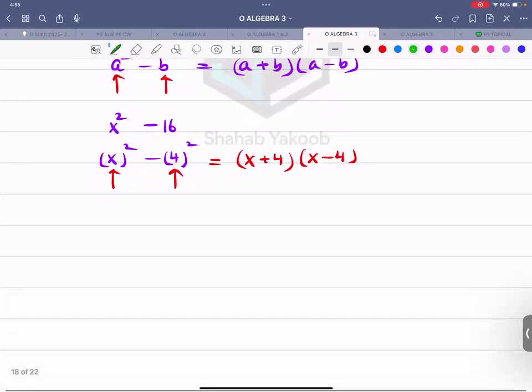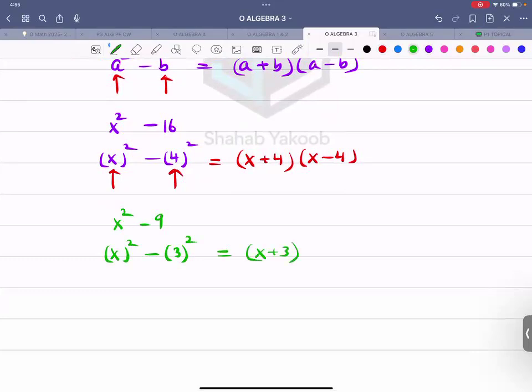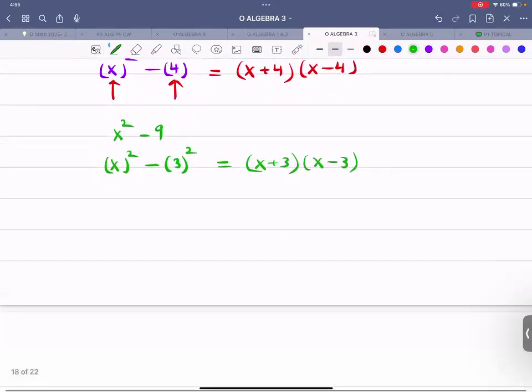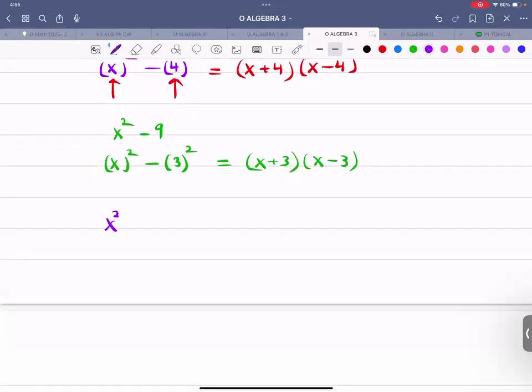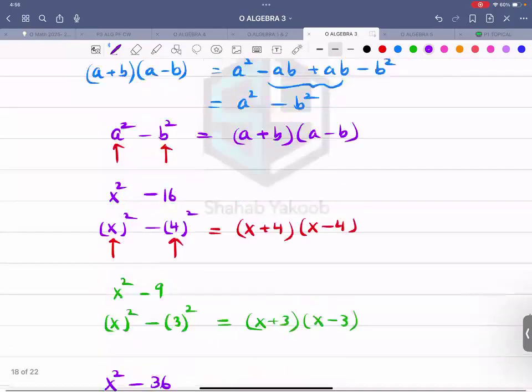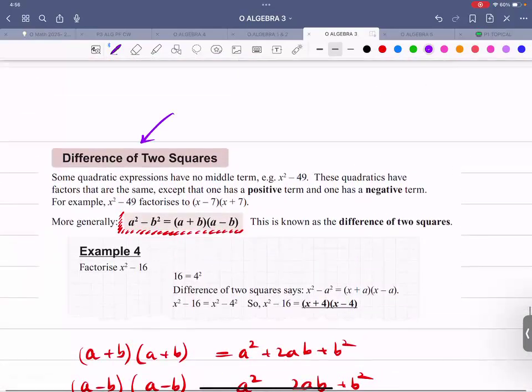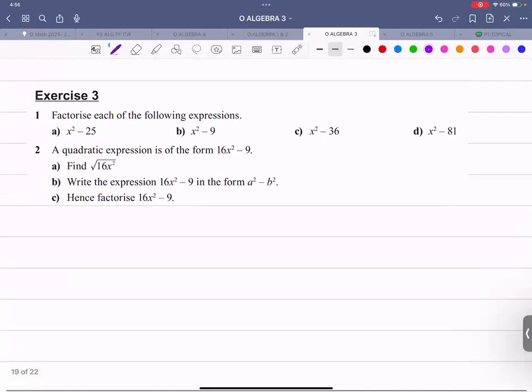Let me give you another example. X squared minus 9. This is x squared minus 3 squared. Therefore, x plus 3, x minus 3. Similarly, if we have x squared minus 36, that is x squared minus 6 squared, which will become x plus 6, x minus 6. So this is known as difference of two squares. There is a difference, and then there are two squares. What are the two squares? A squared and b squared.